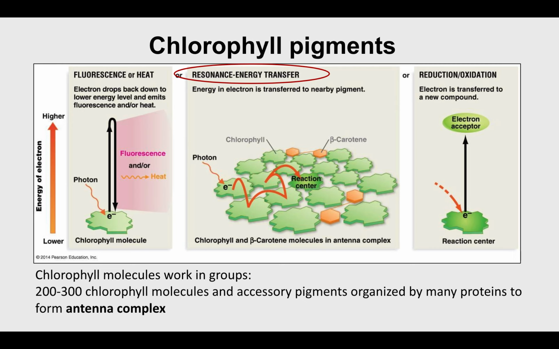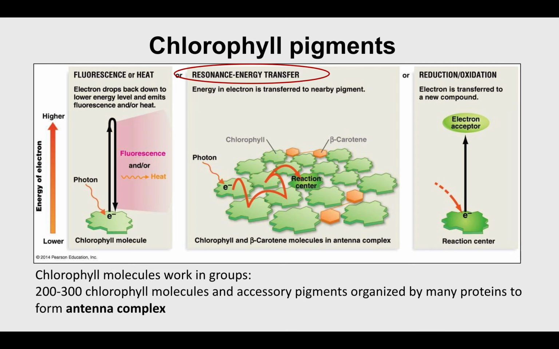And in fact, we have a group of pigments. It's not just one chlorophyll pigment. They're actually grouped together in these complexes that we would call an antenna complex. An antenna complex is made up of a couple hundred chlorophyll pigments. And what happens is that we have light striking a singular pigment in that antenna complex. That excites a singular electron in that pigment here.